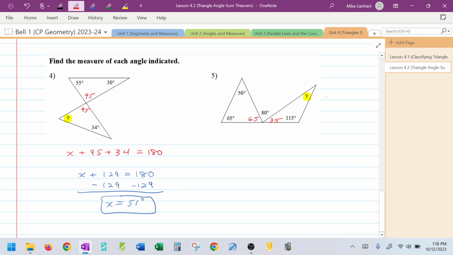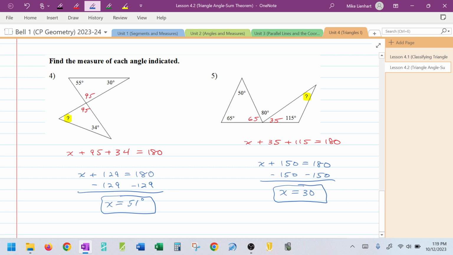I'm now ready to solve an algebraic equation. X, representing the question mark, plus 35 plus 115 equals 180, or x plus 150 equals 180. Subtract 150 from both sides, and I get x is equal to 30.